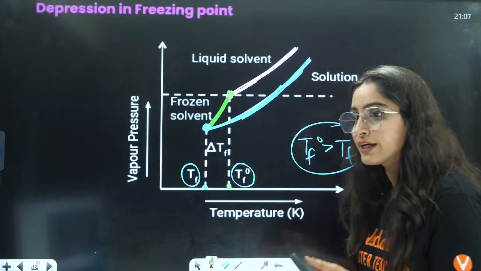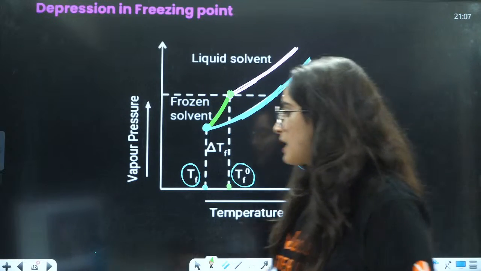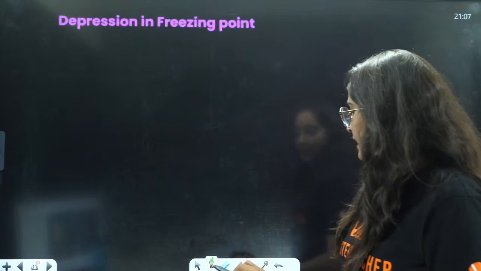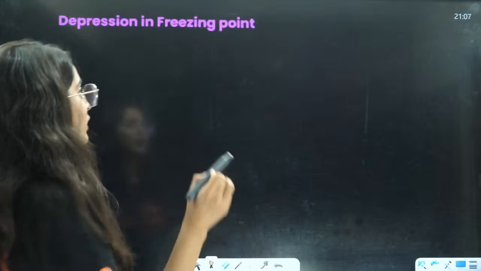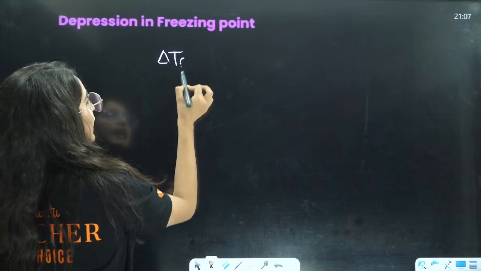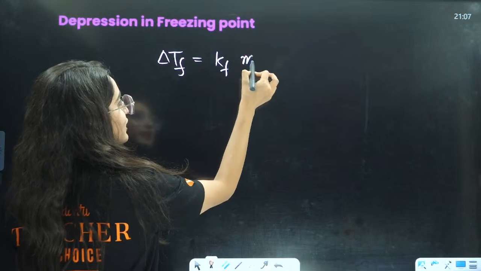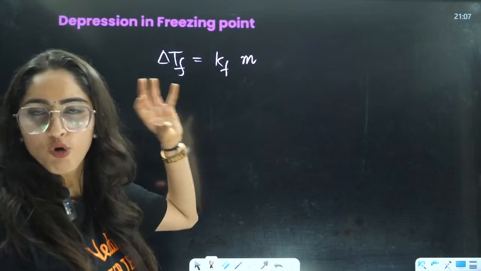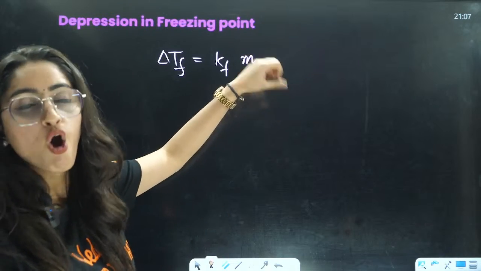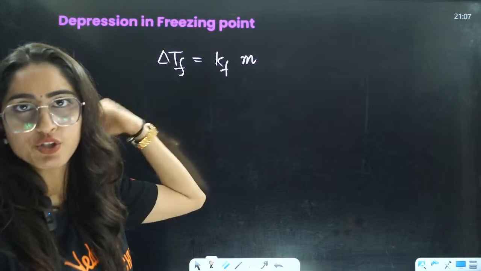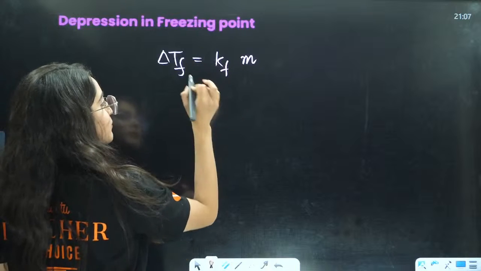Is that graph clear to everybody? Now what we will start doing, everybody? Yes. Now let us see the formula of depression in freezing point. That is delta TF equals Kf into molality. This Kf is called a constant, that is called molar freezing point constant, or you can say cryoscopic constant, right? I'll tell you about that constant as well. M is nothing but molality.